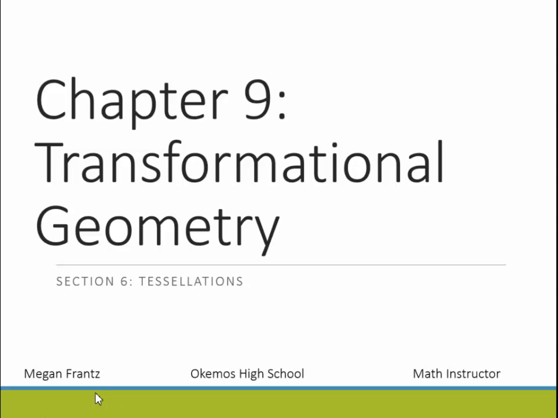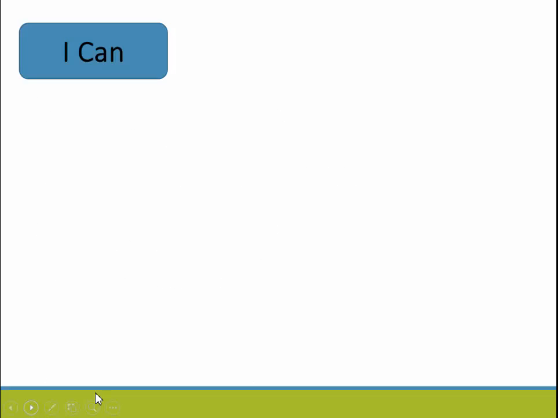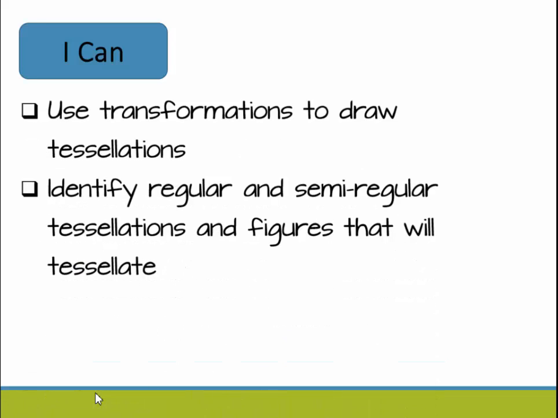Chapter 9, Section 6 is about tessellations. By the end of this lesson, you should be able to use transformations to draw tessellations and identify regular and semi-regular tessellations and figures that will tessellate. We're going to use all of our transformations tomorrow in class to draw our tessellations.